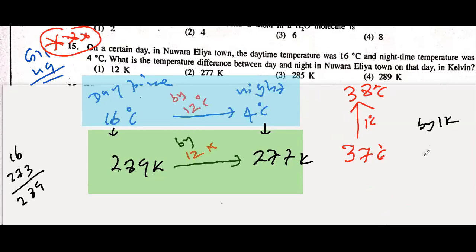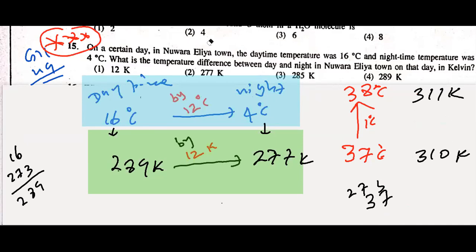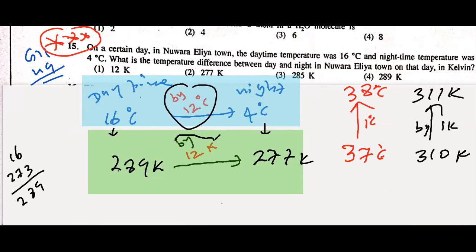So how to convert this? 37 in Kelvin is 273 plus 37, that is 310. Then 38 means 311 Kelvin. So it has increased by 1 Kelvin. If you do 273 plus 1 and say my body temperature has increased by 274 Kelvin, is that correct? No, it's wrong. By 1 Kelvin. Remember that. For temperature difference, either you take Celsius or Kelvin, no need to do any calculation. If you subtract 16 minus 4 and get 12, the difference in Kelvin will also be the same.